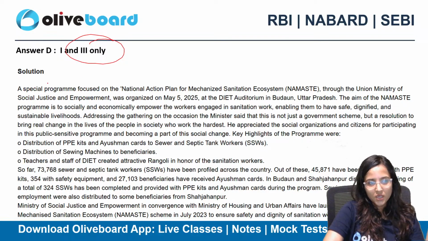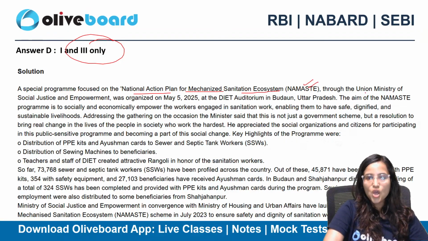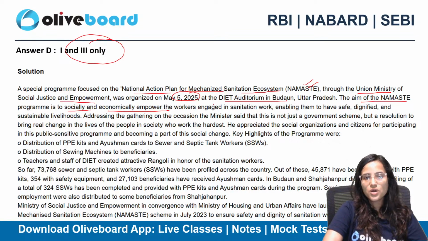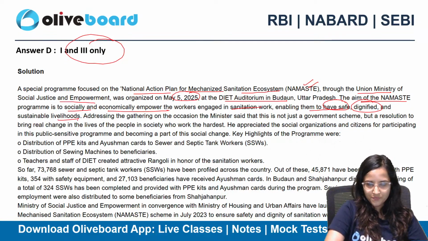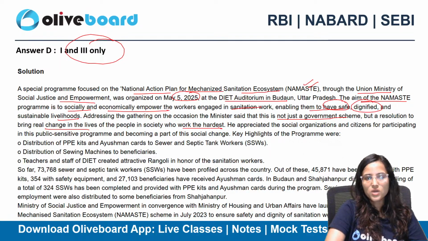1 and 3 only. So a special program focused on the National Action Plan for Mechanized Sanitation Ecosystem, which is Namaste, through the Union Ministry of Social Justice and Empowerment, was organized on May 5, 2025 at the DIET Auditorium in Budaun, Uttar Pradesh. The aim of the Namaste program is to socially and economically empower the workers engaged in sanitation work, enabling them to have safe, dignified, and sustainable livelihoods. Addressing the gathering, the minister said that this is not just a government scheme, but a resolution to bring real changes in the lives of the people in society who work the hardest. He appreciated the social organizations and citizens for participating in the public sensitive program and becoming a part of the social change. What are the key highlights of the program?